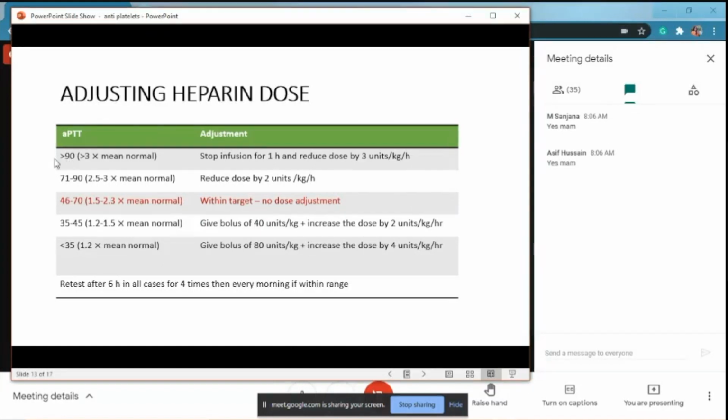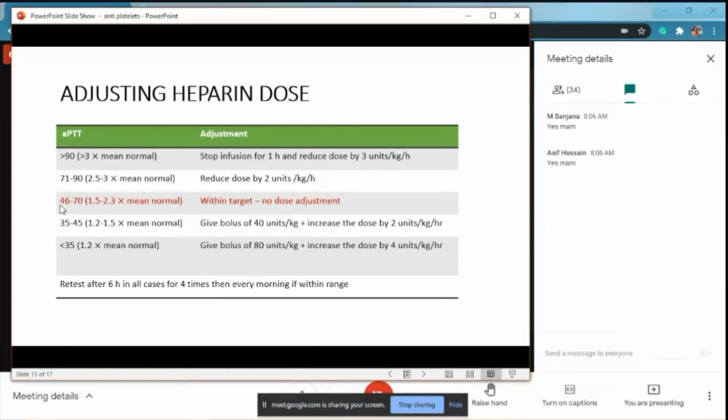Okay. Now let's go with what if it goes above 90. So again, 46 to 70, no dose adjustment. Above 90, which means more than 3 times the mean normal, what do we have to do? We have to stop infusion. That is the only case where we stop the infusion. So it's pretty easy to remember. Again, 46 to 70, no dose adjustment. If it goes above 90, we have to stop infusion.